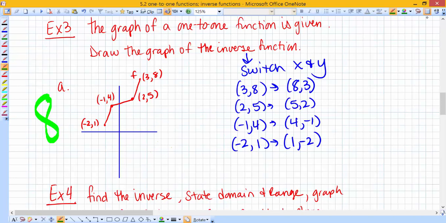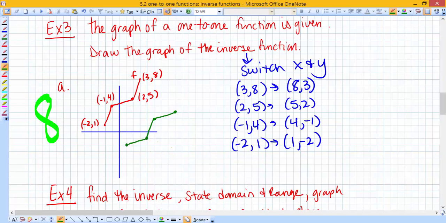So let me put the grid back up. So 3, 8 became 8, 3. 1, 2, 3, 4, 5, 6, 7, 8. 1, 2, 3. And then I have 5, 2. 1, 2, 3, 4, 5, 2. 4, negative 1. And then 1, negative 2. You might have a hard time figuring out how to connect these points. It's not that bad. Connect them, connect them, connect them.